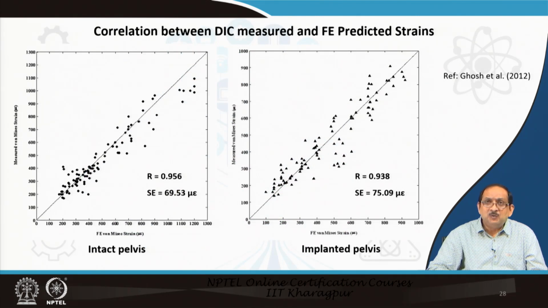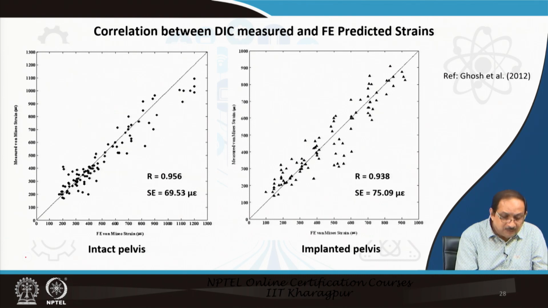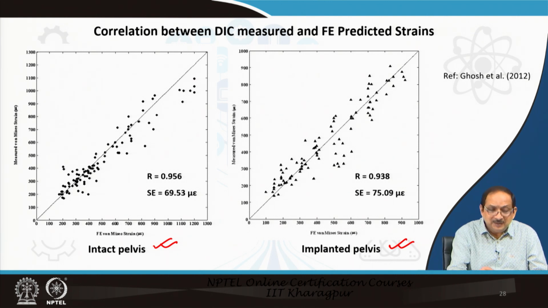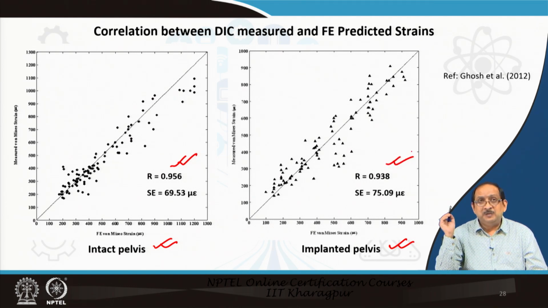Now, we compare quantitative values of DIC measured strains and FE predicted strains. For the intact pelvis and the implanted pelvis, we can compare the DIC measured and FE predicted strain, and you can clearly see the high correlation between the measured strain and the FE predicted strain for both the cases.